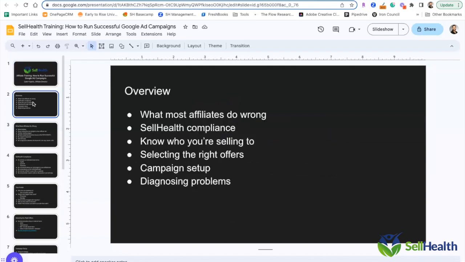So here's an overview of what we're going to talk about today. We're going to talk about what most affiliates do wrong. We're going to talk about Cell Health compliance issues so we can avoid you getting into trouble. And then knowing who you're going to sell to. We're going to help you select the right offers, and by that, it's offers that are not going to get you into trouble. And then going over some campaign setup and then helping you diagnose problems.